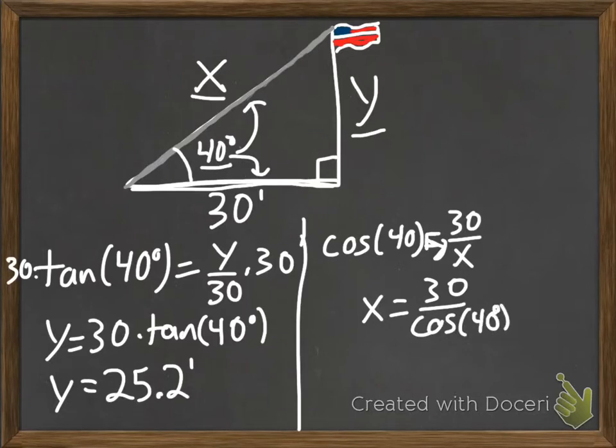And again, make sure your calculator is in degree mode when you do this. So you get X equals 39.2 feet. So in order to build our support wire, looks like we need 39.2 feet of rope or wire at least.